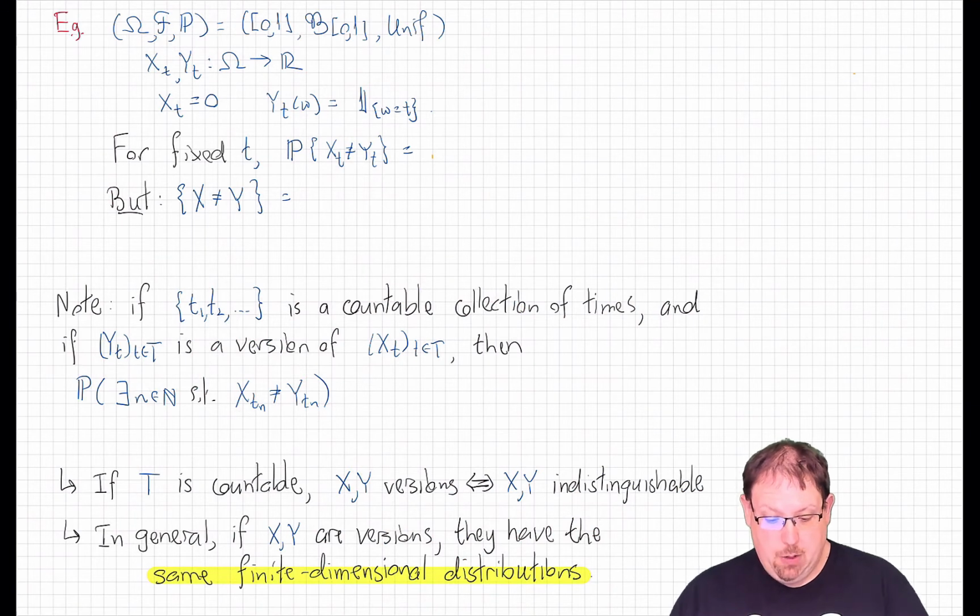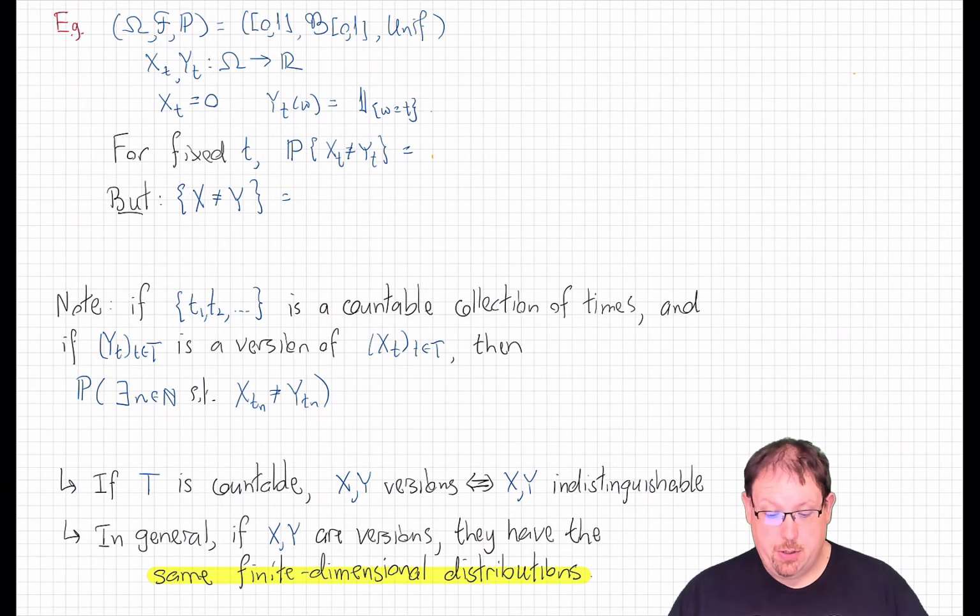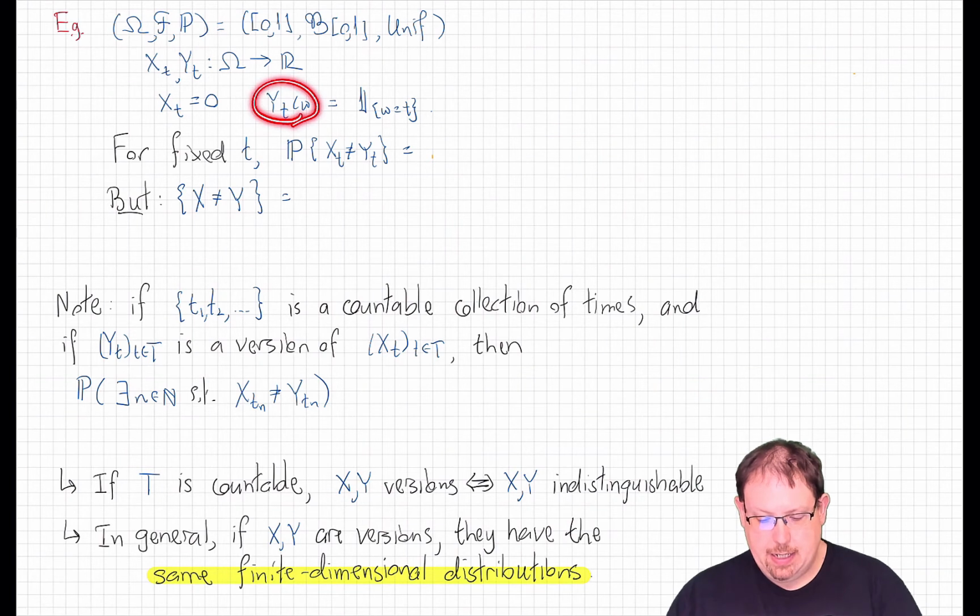Let's take our probability space to be the standard probability space, the unit interval equipped with the Borel sigma field and the Lebesgue measure, the uniform probability measure, that is. Now, I'm going to construct two stochastic processes here. One is extremely boring. Xt is the zero process. It's equal to 0 for all t and for all outcomes. Whereas Yt is the following.